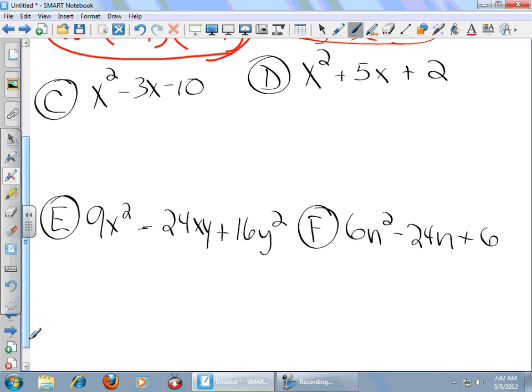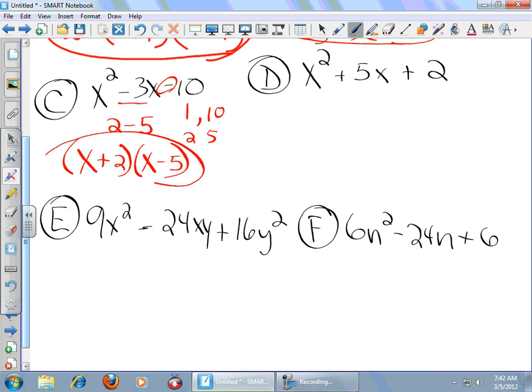All right. I'll list the factors of 10: 1 and 10, 2 and 5. This is negative, so I know that I'm going to subtract. I want to take 2 factors of 10 and subtract to get negative 3. Well, that looks like it's going to be 2 minus 5. All right, I'll have a quantity of x and a positive 2 and a quantity of x and a minus 5. These are easy when the lead coefficient is 1. They're that simple.